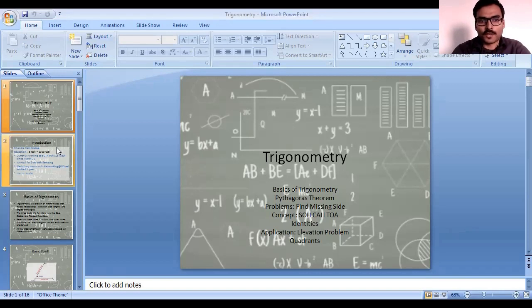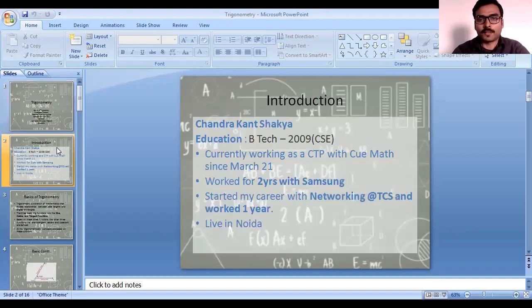My name is Chandrakant Shakya and I have done my schooling from Chandigarh, Kendriya Vidyalaya. Thereafter, I did a job in TCS. I started my career in networking and I worked in Samsung for 2 years. Currently, I'm working as a CTP in QMAP since March 21. I did my BTech in Computer Science and Engineering in 2009. My name is Chandrakant Shakya.